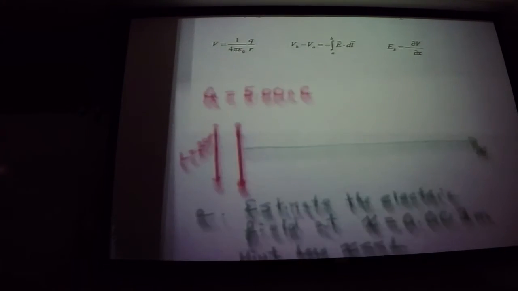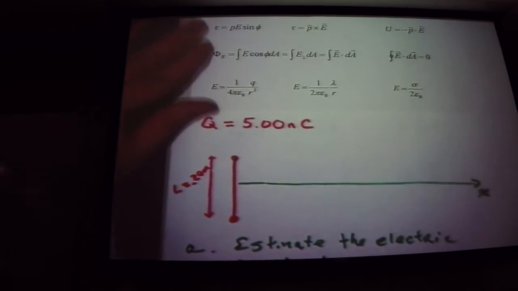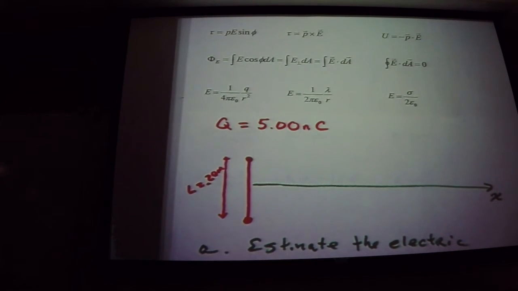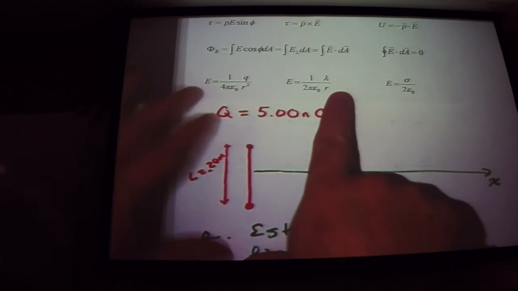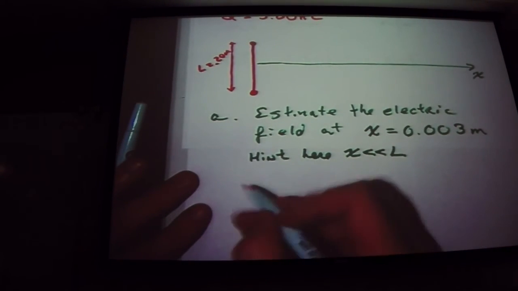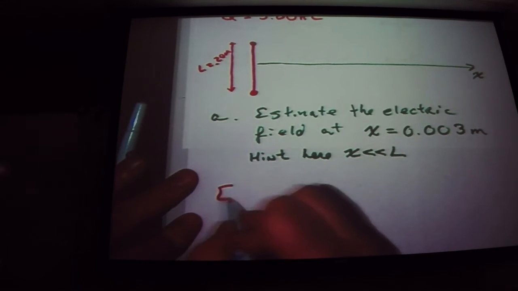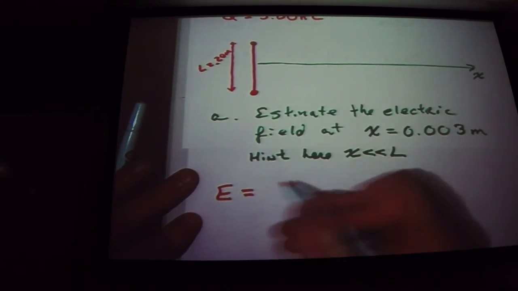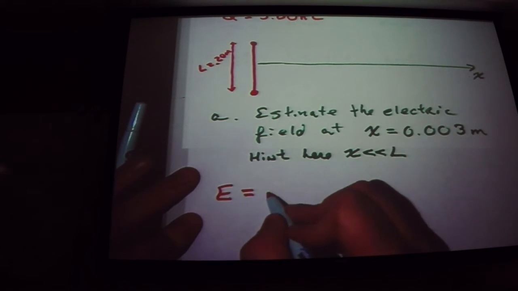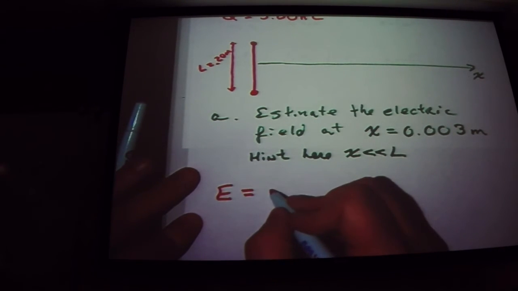Which one is it? I gave you three. It's K lambda over R, or K lambda over 2R, okay? So the 1 over 4 pi epsilon naught, so it's 1 over 2 pi epsilon naught. So I use the long line of charge, which would be this, lambda over 2 pi epsilon naught R.